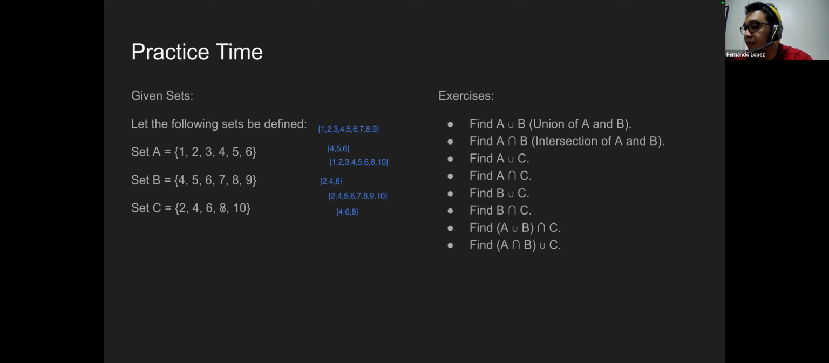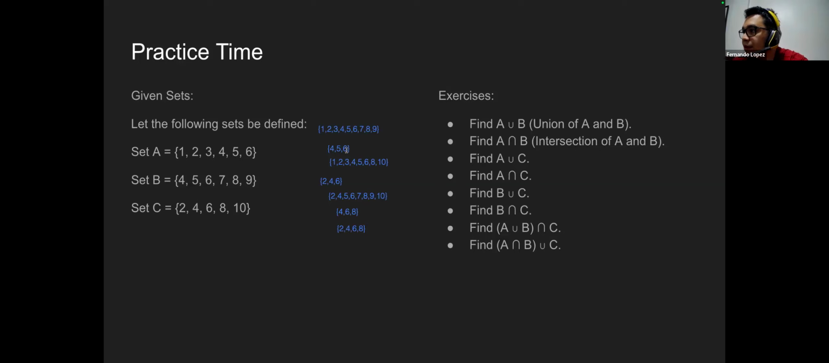Do you agree? Yes. So the answer of this one will be 2, 4, 6, and 8. Great. Now, we need to find the intersection first between A and B. The intersection between A and B is this one, 4, 5, and 6.